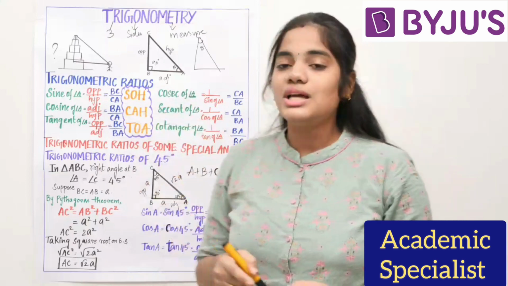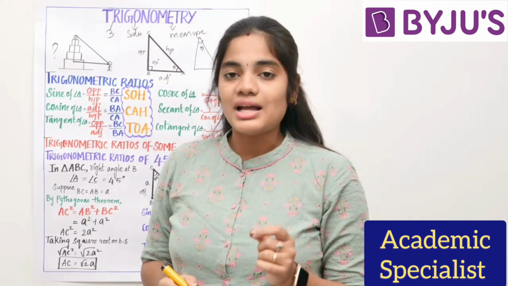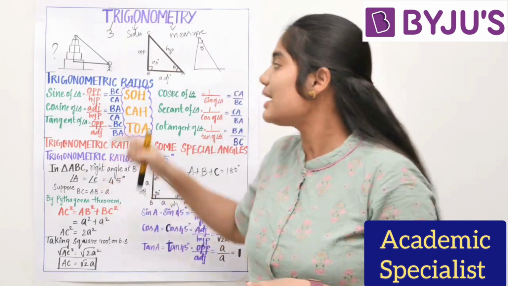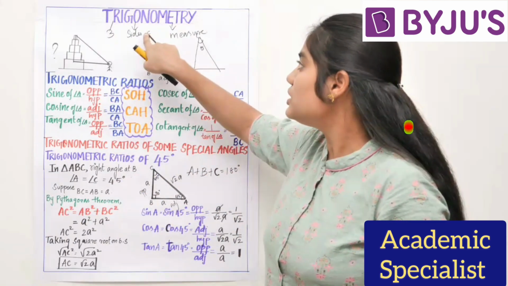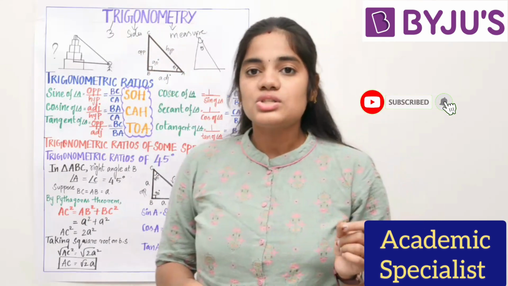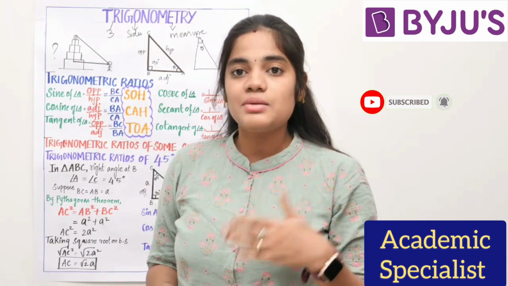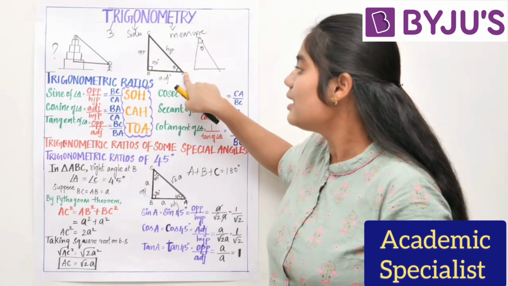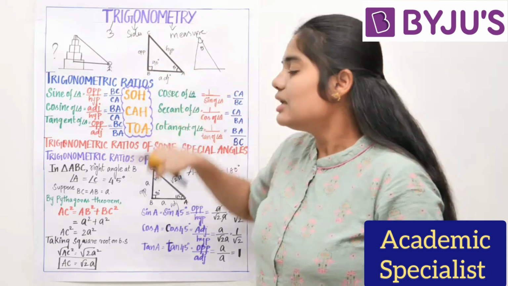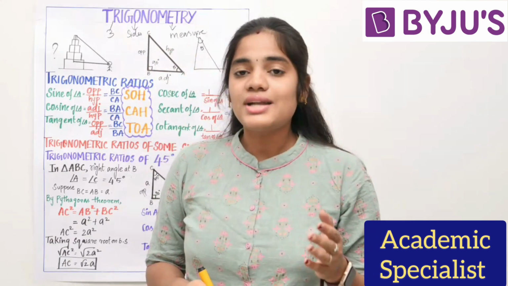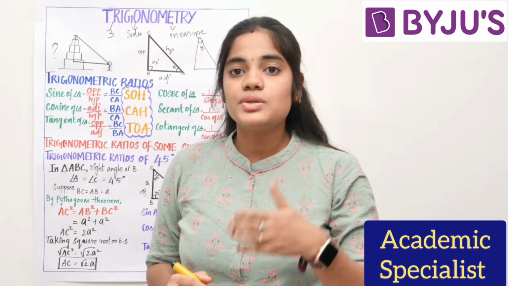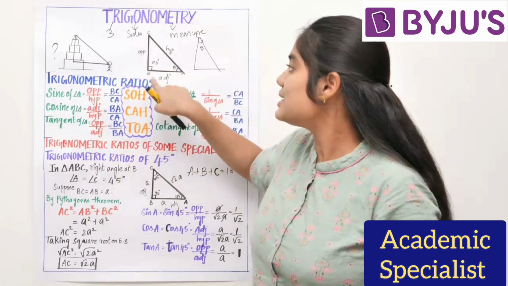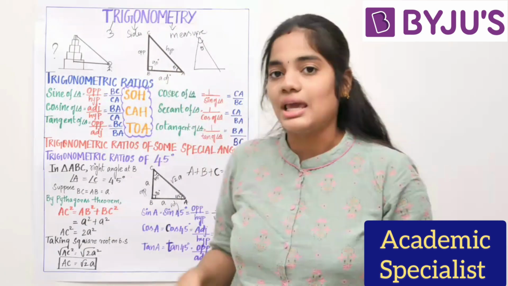So now let's go with the ratios. Sine of angle A is equal to opposite by hypotenuse. The opposite side is BC, and the hypotenuse is CA. Next, cosine of angle A is adjacent by hypotenuse. The adjacent side is BA and the hypotenuse is CA. Next, tangent of angle A is equal to opposite by adjacent, that is BC by BA.